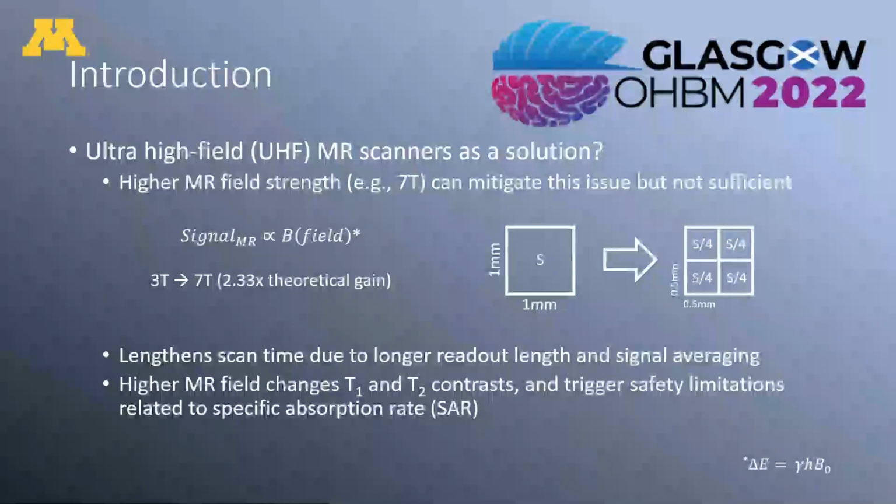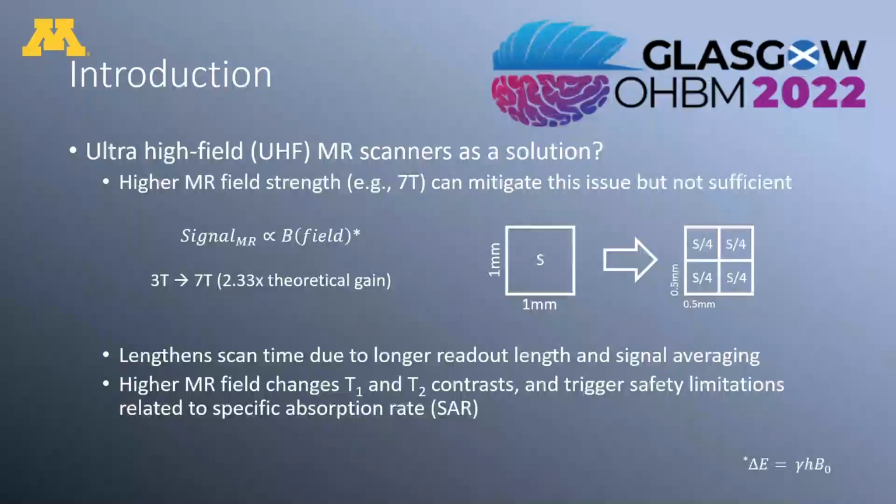As you can see from here, from 3 Tesla to 7 Tesla, you get 2.3 times the gain. But then if you have each axis, it's a 0.25 loss, so you're still going to lose signal. You're going to be affected by the signal loss. You still have to deal with the poor signal to noise, and as you increase the resolution, it lengthens the scan time because readout length is longer, and you may need to do some signal averaging because of the signal loss.